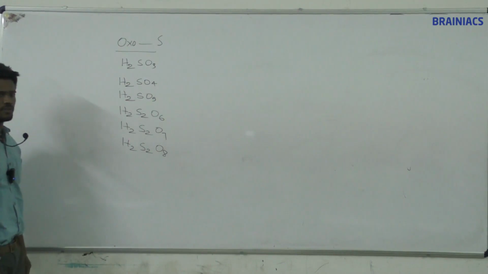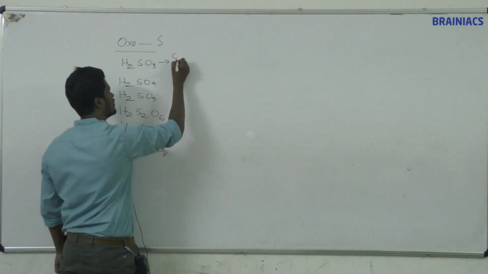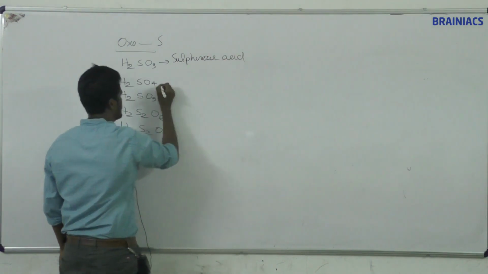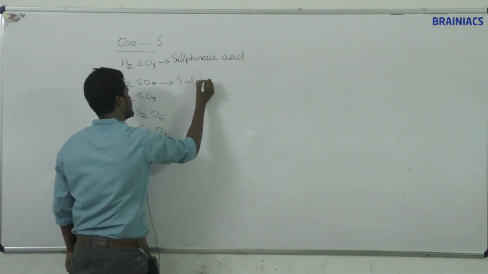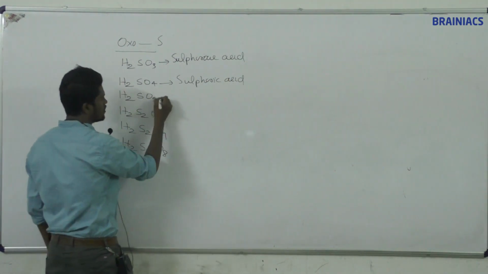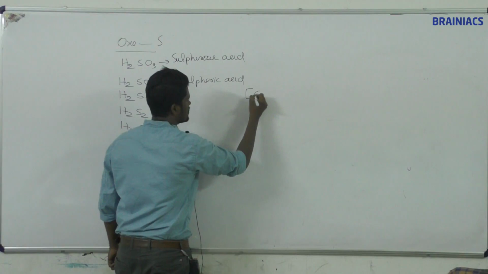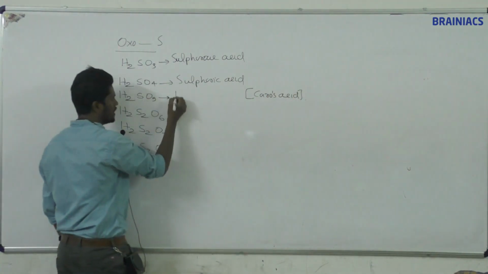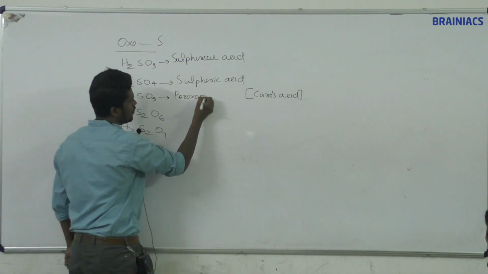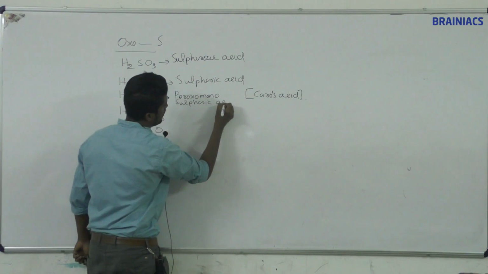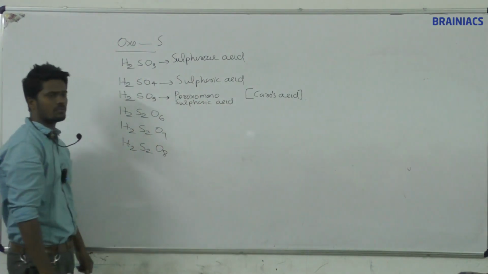Oxo acids of sulfur. So what is H2SO3? Sulfurous acid. What is H2SO4? Sulfuric acid. Okay. What is H2SO5? Caro's acid. So simply it is peroxomonosulfuric acid.